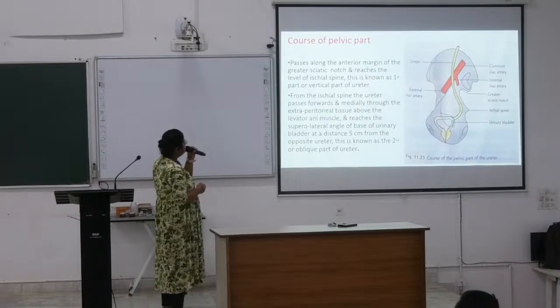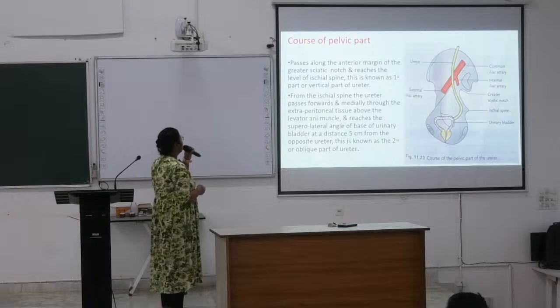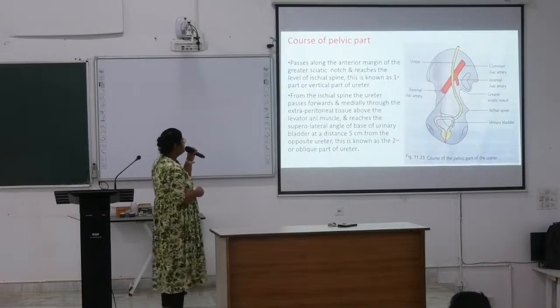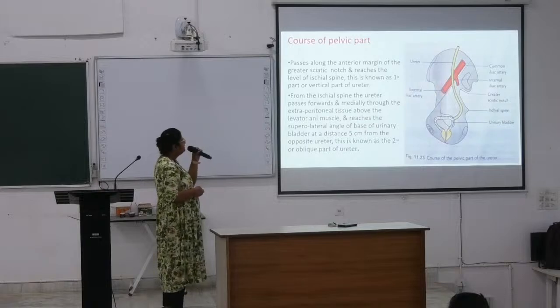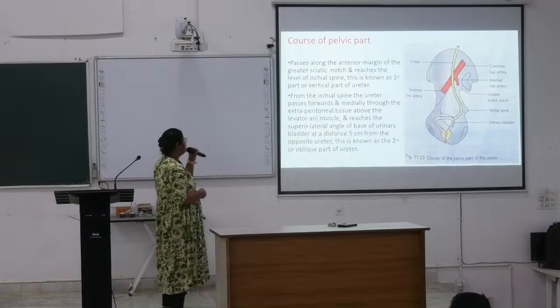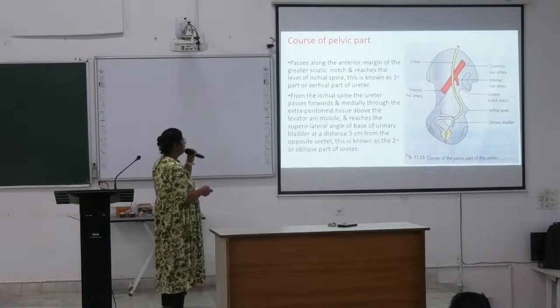Which lies along the anterior margin of the greater sciatic notch, reaches the level of the ischial spine, and this is known as the first part or vertical part of the ureter. From the ischial spine, the ureter passes forward and medially through the extraperitoneal tissue above the levator ani muscle and reaches the superolateral angle of the base of the urinary bladder at a distance of 5 cm from the opposite ureter, and this is known as the second or oblique part of the ureter. See, this is the second or oblique part.